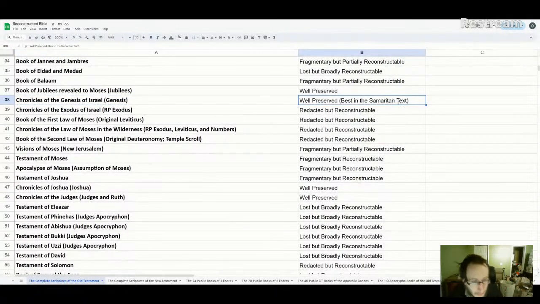I believe it's best preserved in the Samaritan Torah text. We have variants from the Septuagint, Masoretic, and Samaritan. They differ. The Book of Jubilees actually corroborates some variants of Genesis from the Septuagint, and some variants from the Samaritan, and some variants from the Masoretic text. So it's all over the place in terms of what Jubilees corroborates for variants and readings from Genesis.